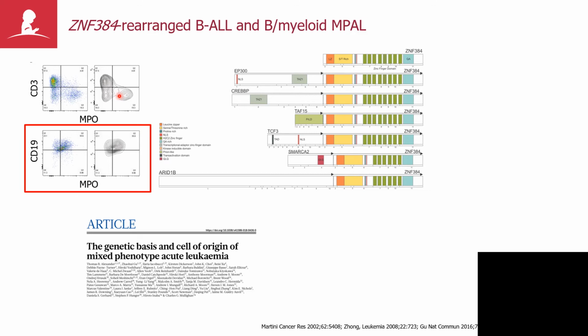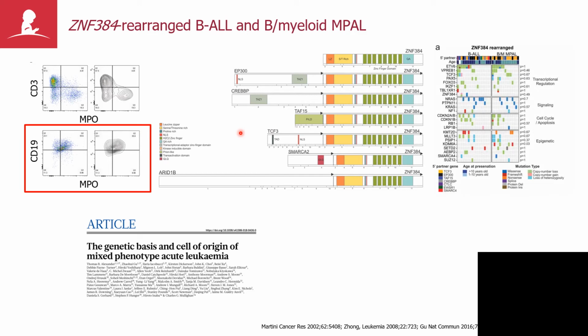And here, half to two-thirds of these cases have exactly the same fusions of ZNF384 as I was showing before for that subset of B-ALL cases. They have the same fusion partners that are rearranged to ZNF384 at the C-terminus of the fusion oncoprotein. The fusion partners are interesting. They typically involve chromatin remodeling genes or transcriptional activator genes. But we see no difference in the genomic features of the B-ALL cases or the B-myeloid mixed phenotype acute leukemia cases as shown here. So whether we look at co-lesions between B-ALL and B-myeloid cases, these are very similar.